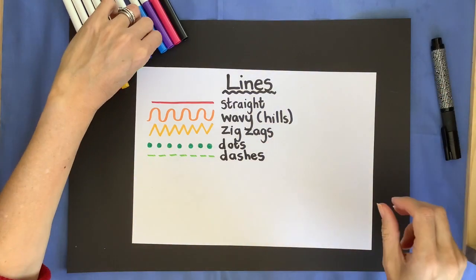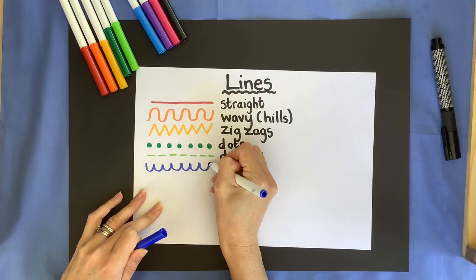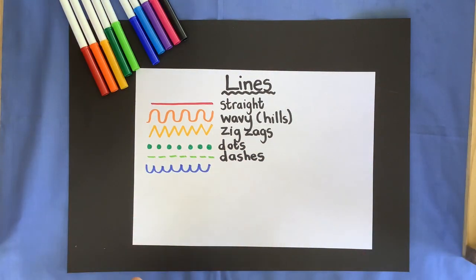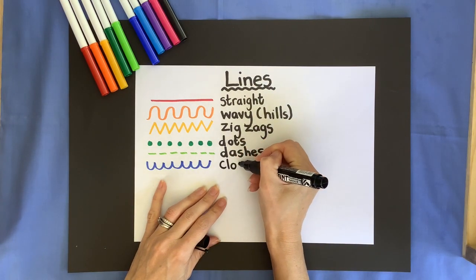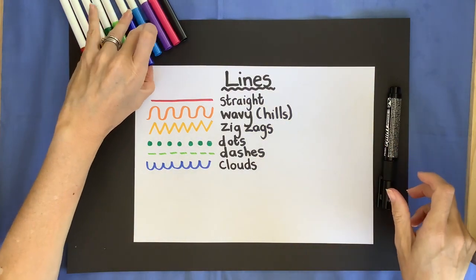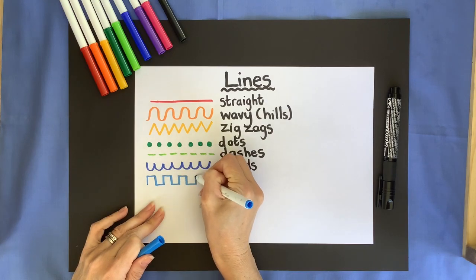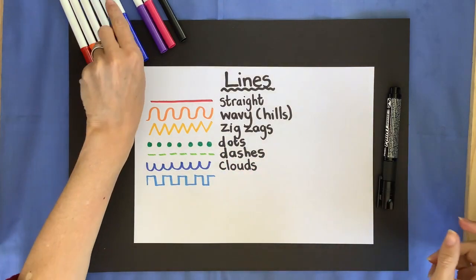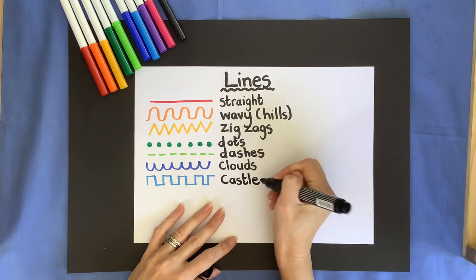This next line I'm making is like upside down U's or W's all joined together. Some people call this a scallop pattern. You could use this line to maybe draw some clouds. This next line, up, across, down, across, up, across, down, across, almost like the top of a castle.